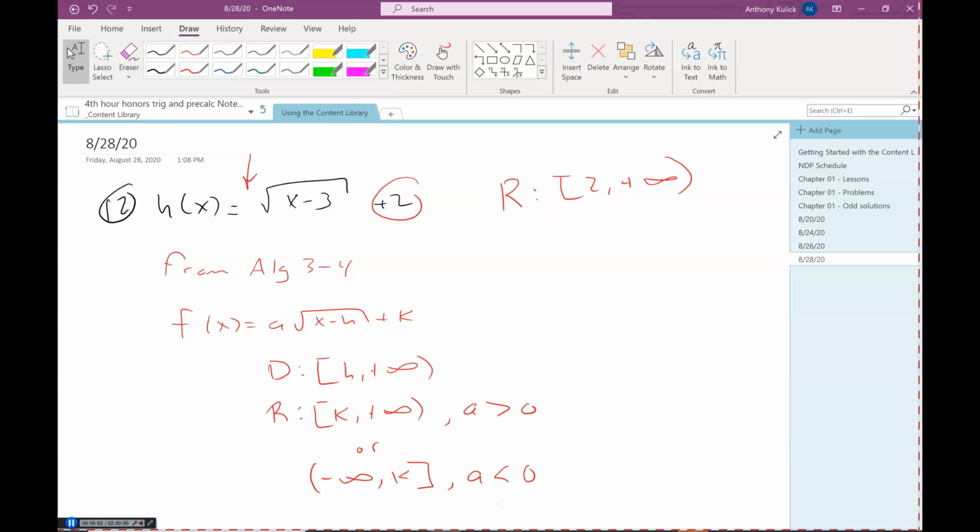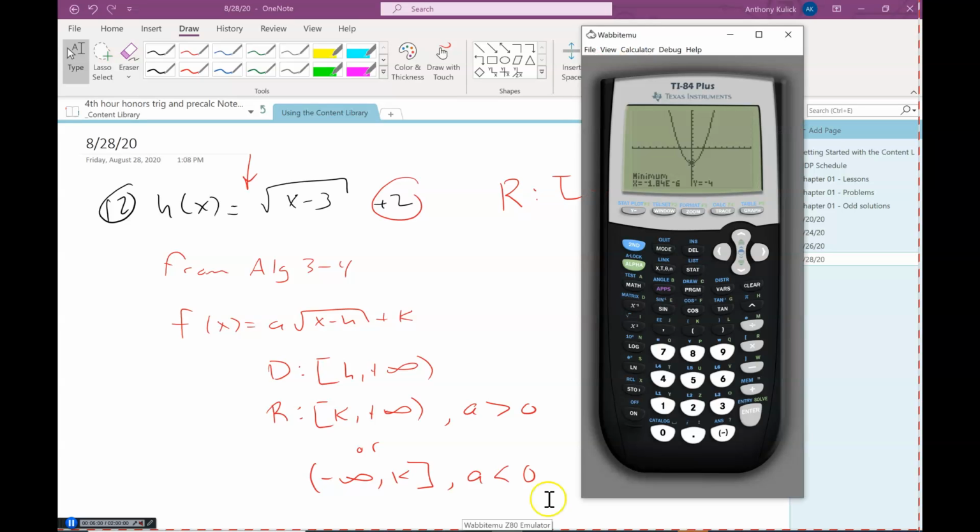Alternatively, if I don't remember that rule, I would just look at the graph. So if I wanted to graph this, I'll open my graphing calculator. I'm going to go y equals, and then square root x minus 3, and then I've got to move my cursor outside the square root and do plus 2. And I'm going to just graph this on the standard window, so I'm going to do zoom standard.